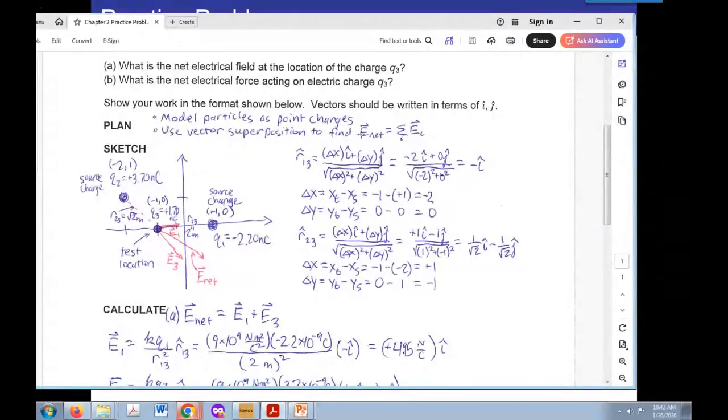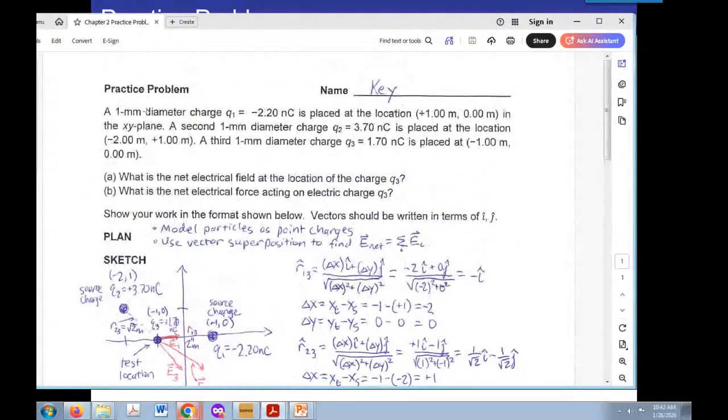Well, we've got charges. They're small charges, 1 millimeter in diameter, and the spacing is on the order of meters. So it's reasonable to model those charges as point charges. That's something you want to write down: model particles as point charges. Then you can use vector superposition, as we know, to add up the fields. You could even put down the equation for the electric field of a point charge.